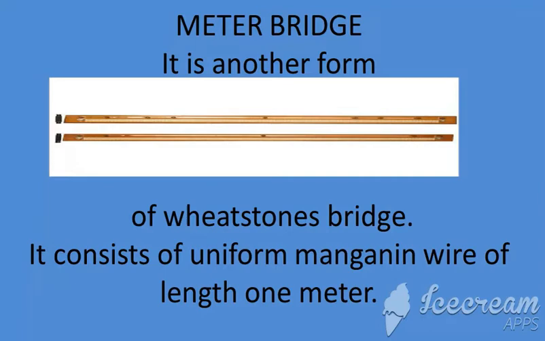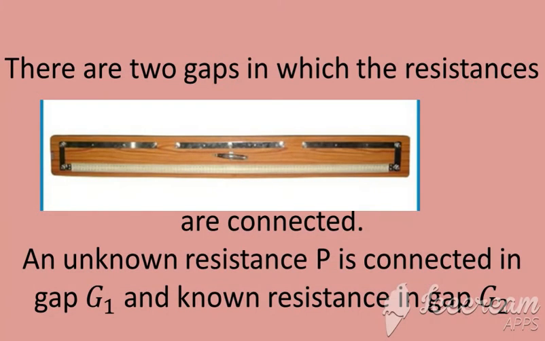Then next, when you see this apparatus, there are two gaps, and these gaps are named G1 and G2. G1 and G2 are the two gaps where you will be placing the resistances. Here we place the unknown resistance, and here we place a known resistance. So the unknown resistance P is connected in the gap G1, and the known resistance is connected in the gap G2.